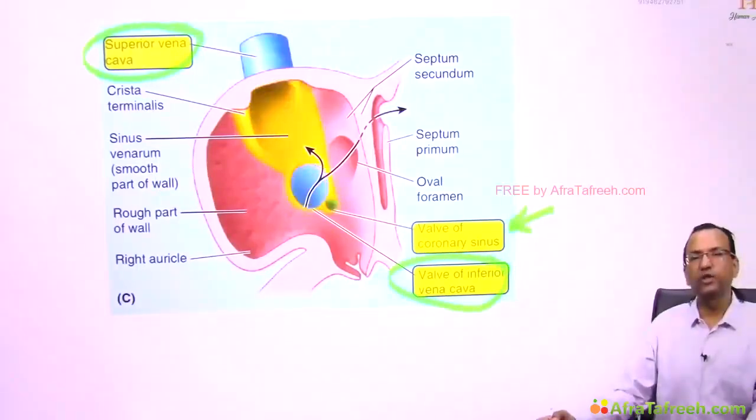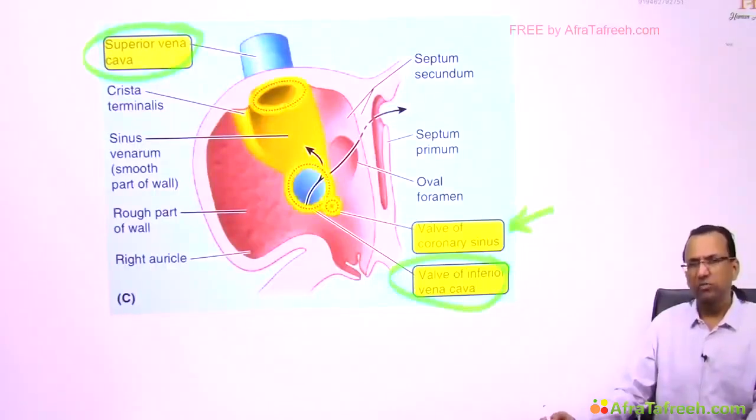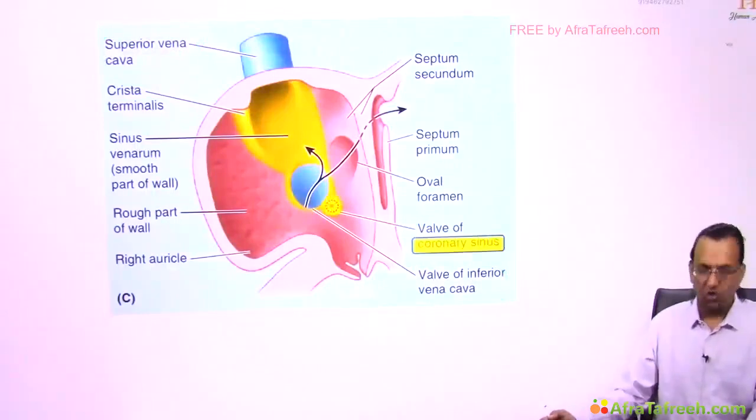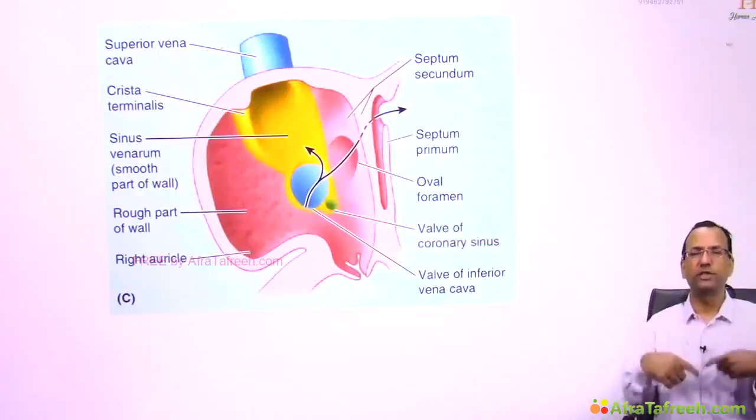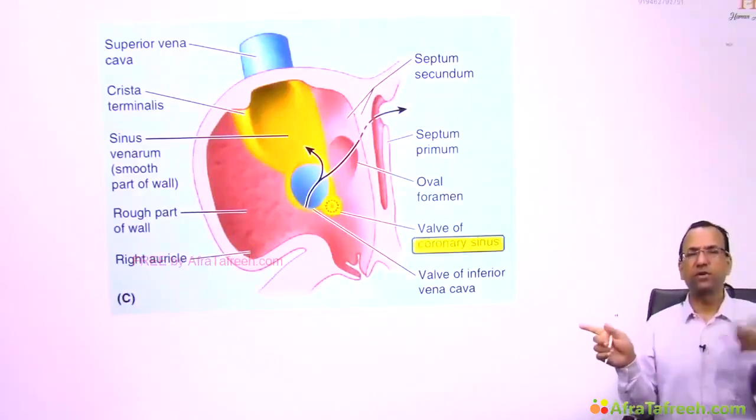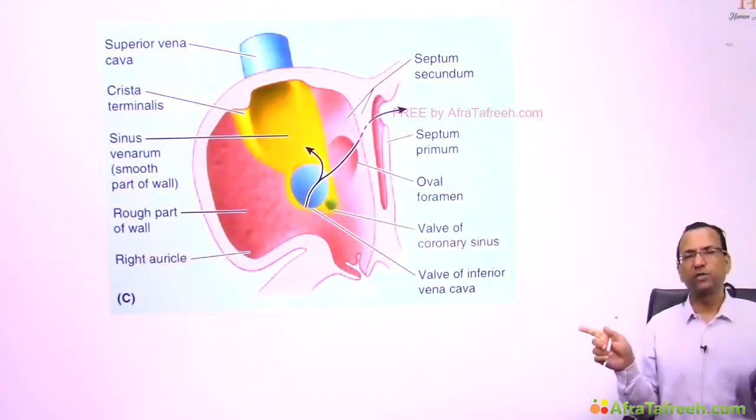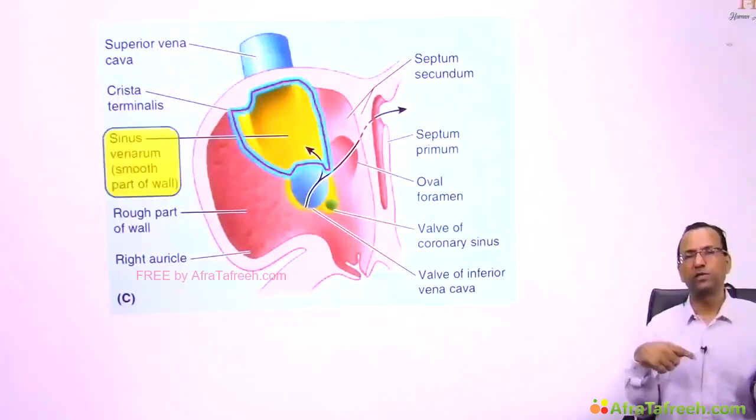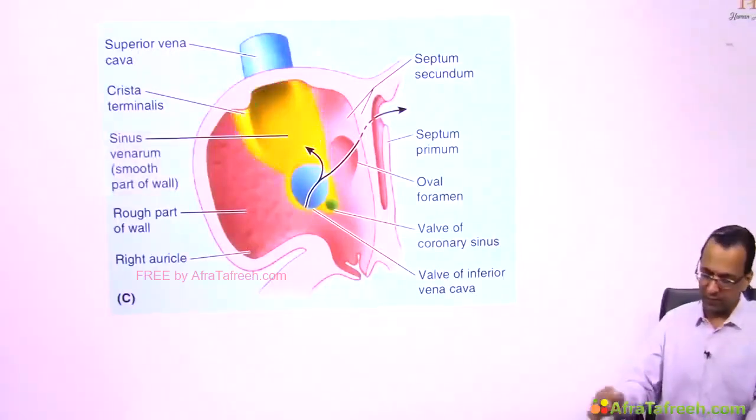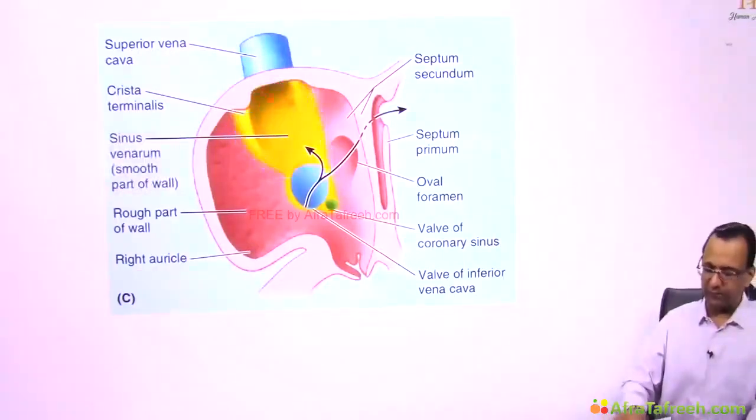I understand where the superior vena cava and inferior vena cava come from, the cardinal veins. But where is the coronary sinus coming from? You don't remember? There were two horns of the sinus venosus. It was the left horn of the sinus venosus which forms the coronary sinus, which opens in the posterior wall of the right atrium. And what is happening to the right horn? You remember, the right horn was absorbed into the posterior wall of the primitive atrium to form the sinus venarum. What is the sinus venarum? The smooth part of the right atrium posterior wall.